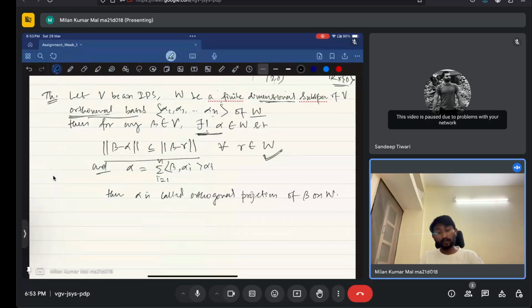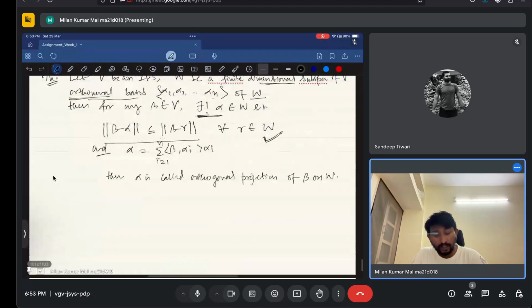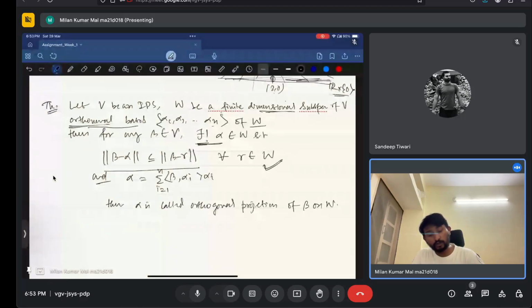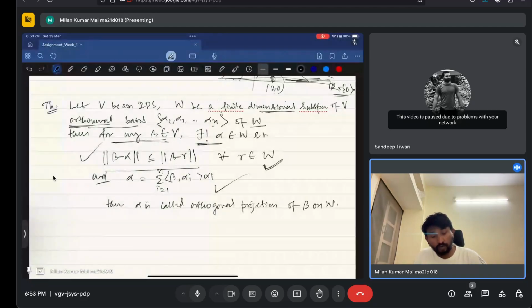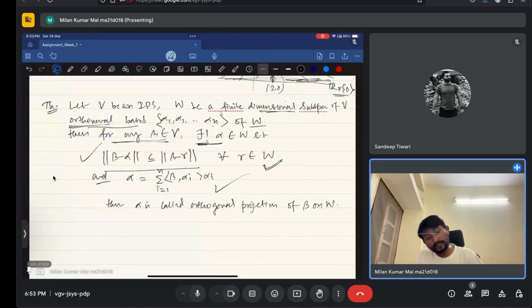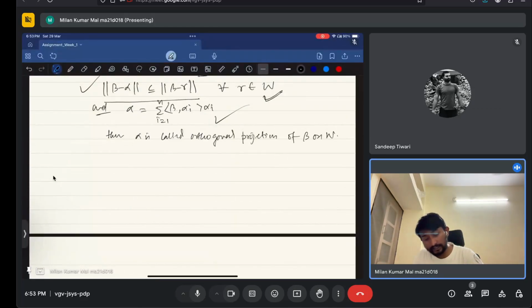So what we are claiming is that if W is a finite dimensional vector space, then for any beta belonging to V, we will always find a vector alpha. This is the vector for which we have the minimality of the distance from beta to a unique vector of W. This vector is called the orthogonal projection, and it is denoted by E from V to W, and E of beta is equal to the summation for i equals 1 to n of beta, alpha i, alpha i. So this is the orthogonal projection. I think this definition is enough.